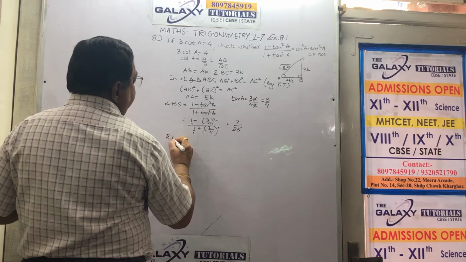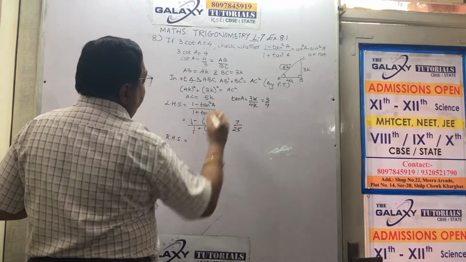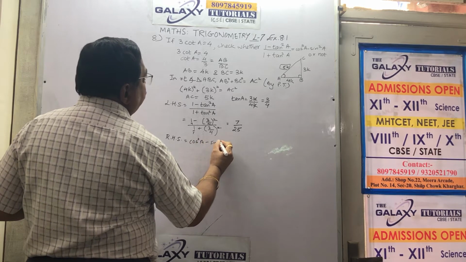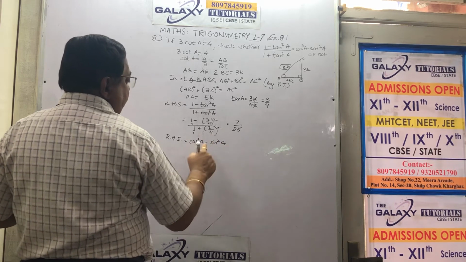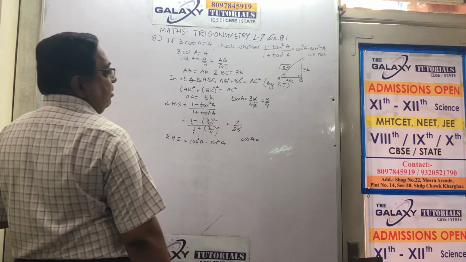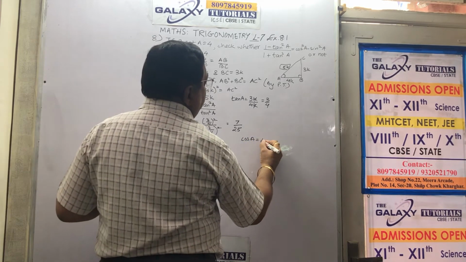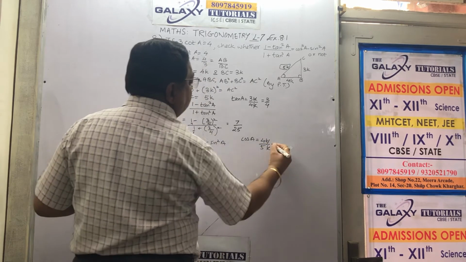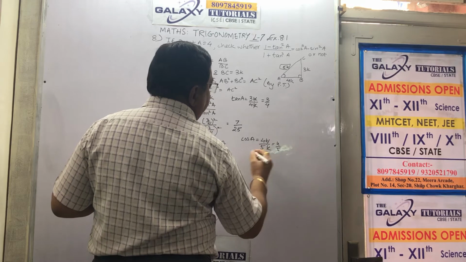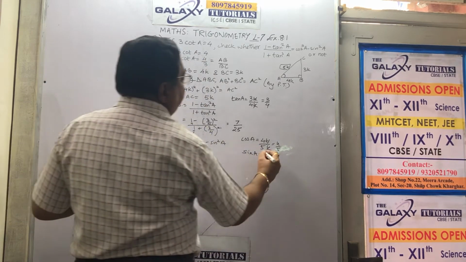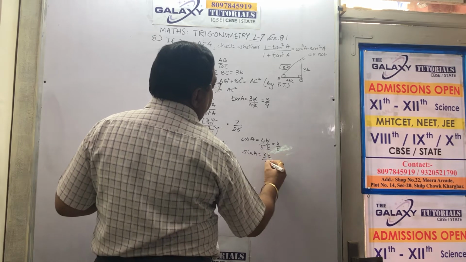Right hand side is equal to cos square A minus sine square A. Now I need cos and sine. Cos A is adjacent side upon hypotenuse, adjacent side upon hypotenuse. And sine A is opposite side upon hypotenuse.